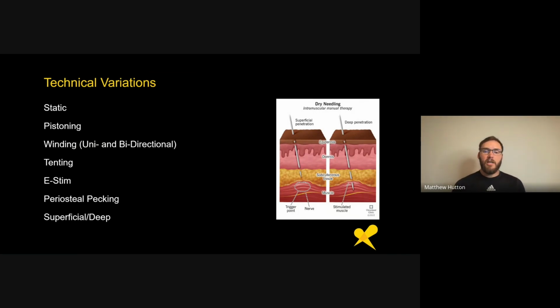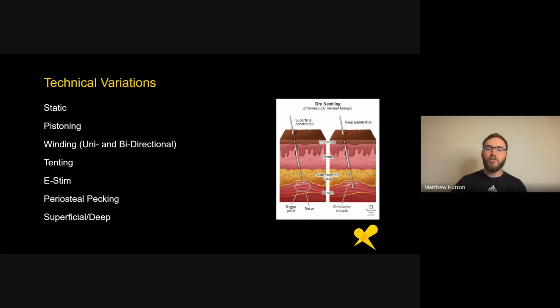Like I said, the unidirectional winding: you put it in and you just twist it one direction, whether that's clockwise or counterclockwise. You follow that one direction until you get the tension on the tissue, and then you will release it, or you will pull out to create this kind of tenting effect.